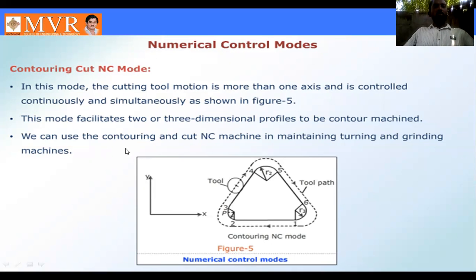So we can use the contour cut NC machines in machining, turning and grinding machines. Majorly, contour cut NC modes can be used for machining, turning and grinding purposes. So these are the NC modes. In cutting we have 3 types of modes. The first one is point to cut, second one is straight cut, third one is contour cut NC modes.